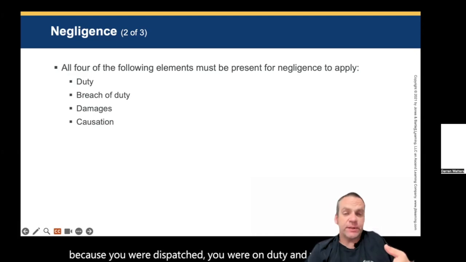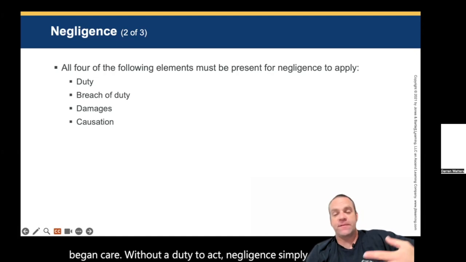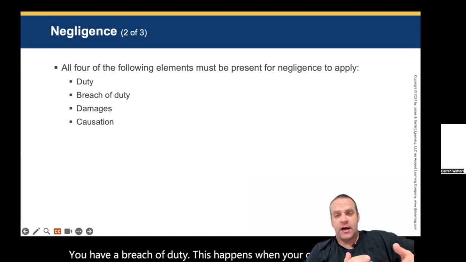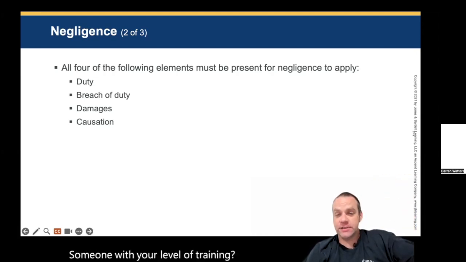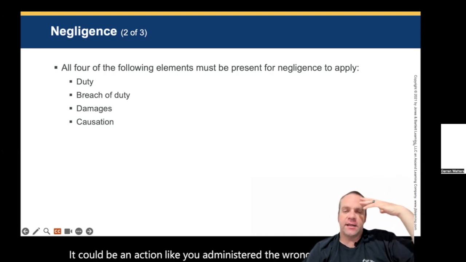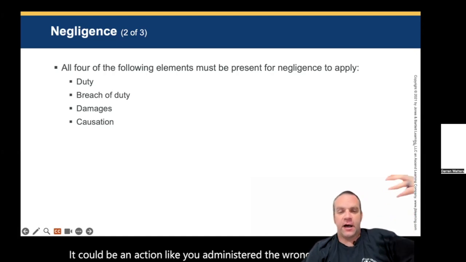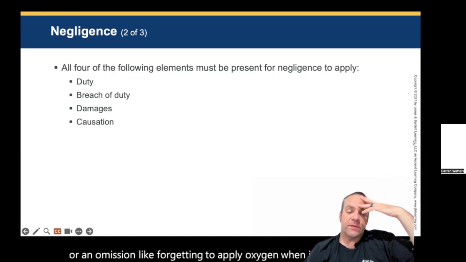You have a breach of duty. This happens when your care fails to meet the standard that was expected of someone with your level of training. It could be an action, like you administered the wrong medication, or an omission, like forgetting to apply oxygen when it was clearly needed. For the damages, there has to be some type of provable harm, right?